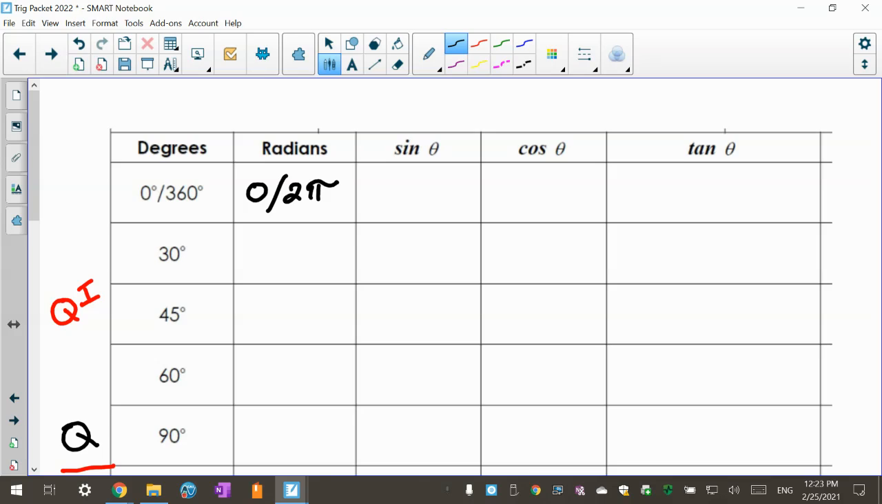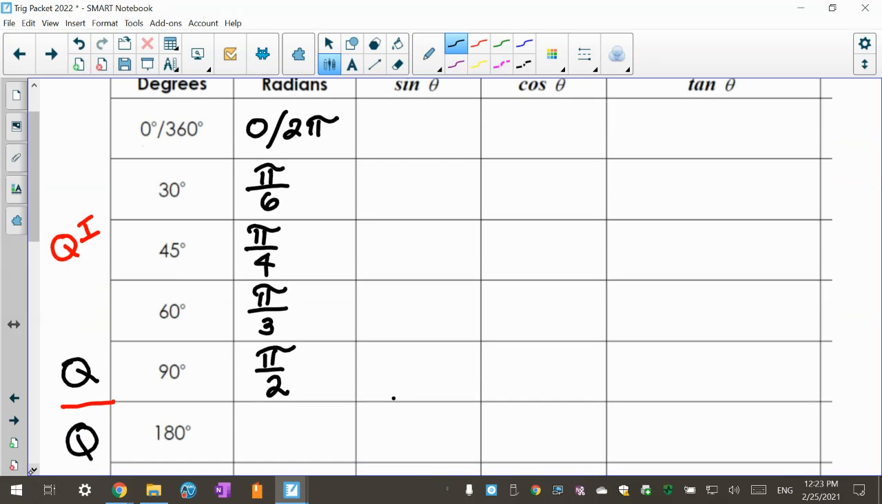Because when you switch from degrees to radians, pi is 180 degrees when it becomes radians. That's your conversion. I know that if I took pi and divided it by 6, or 180 divided by 6, that'd be 30. 180 divided by 4, that'd be 45. 180 divided by 3, that'd be 60. 180 divided by 2, that would be 90.